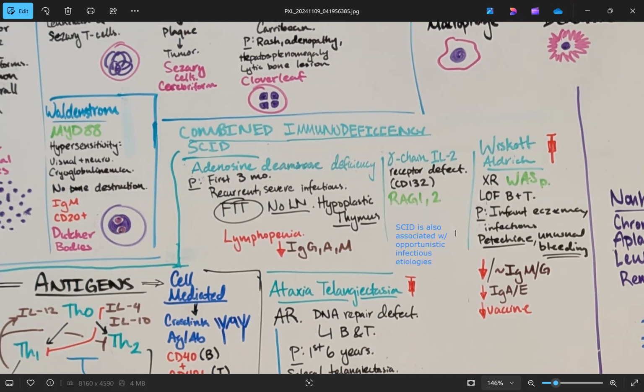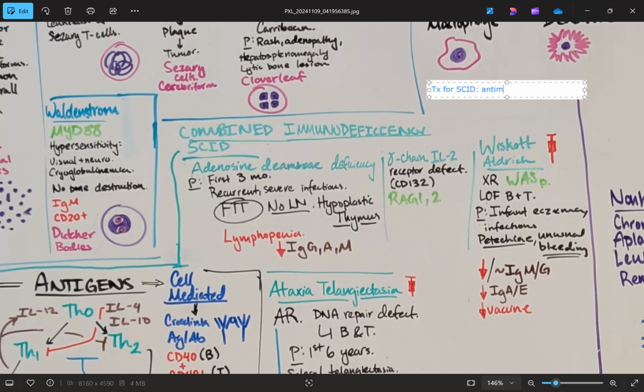The last SCID will be your Wiskott-Aldrich, which is your X-linked recessive disease dealing with your WASP protein, also known as your Wiskott-Aldrich syndrome protein. They're so creative. You have a loss of function of your B and T cells, and so you can imagine that's going to be detrimental, decreasing all your immunoglobulins, which we'll see in the labs in a moment.